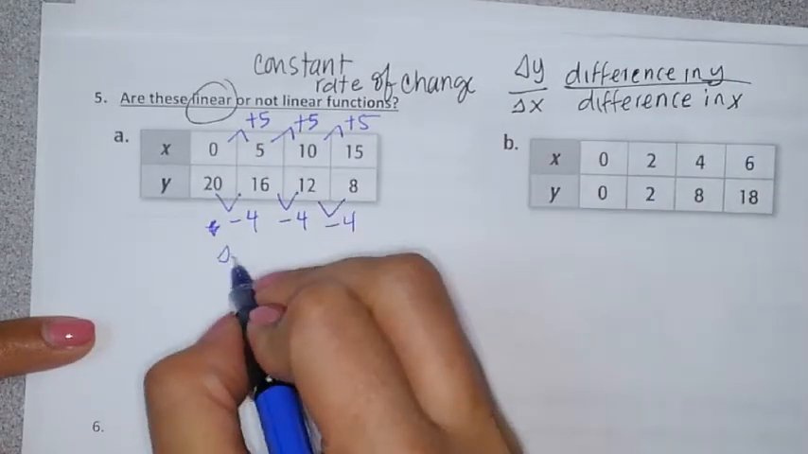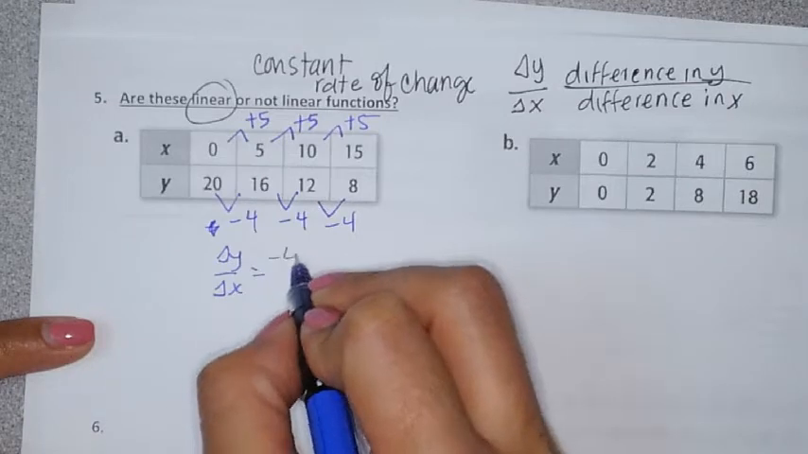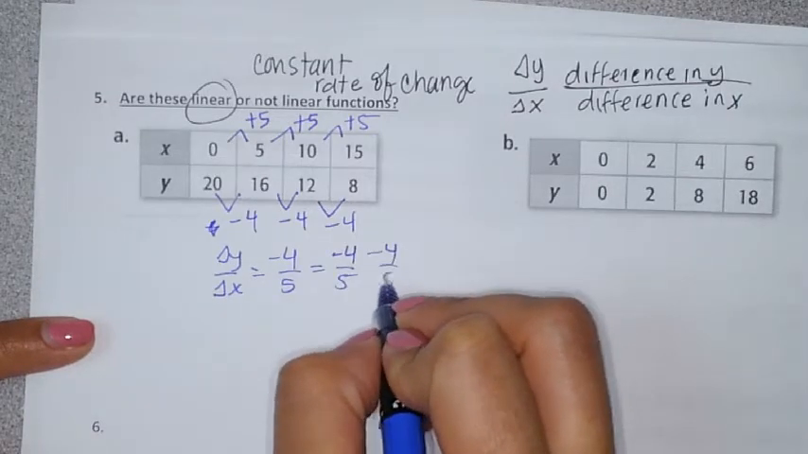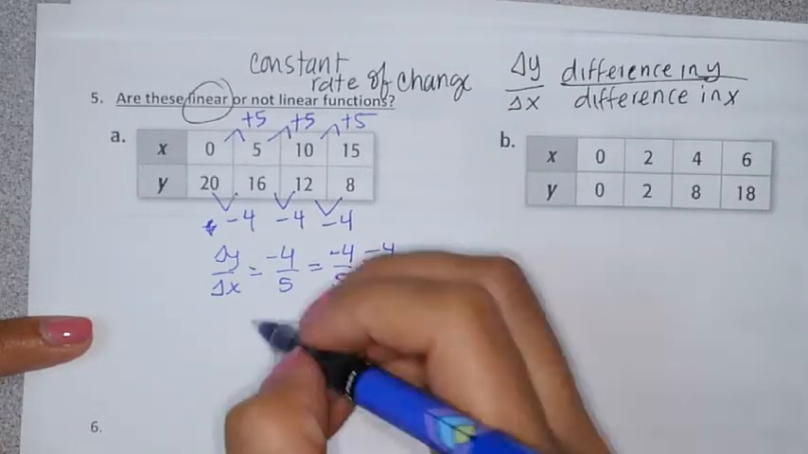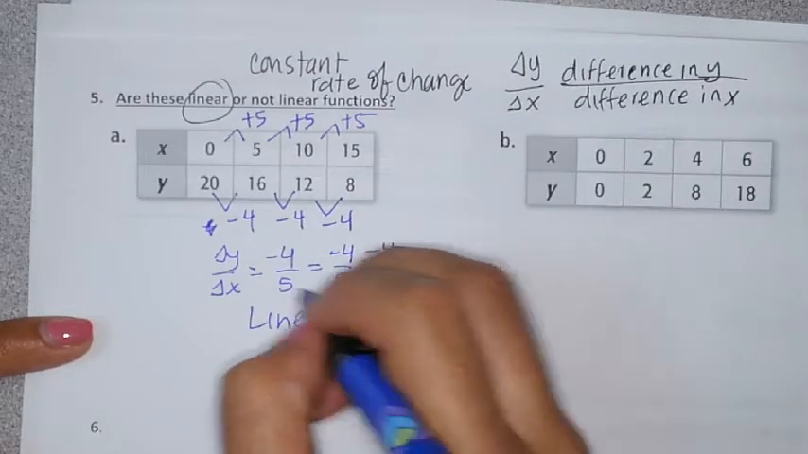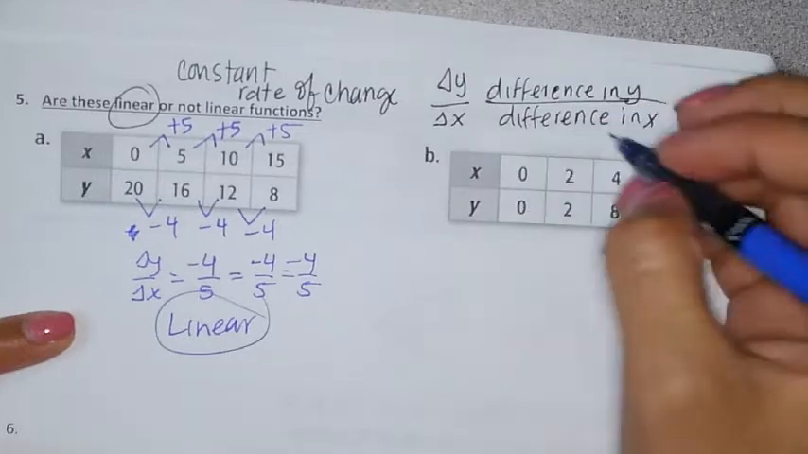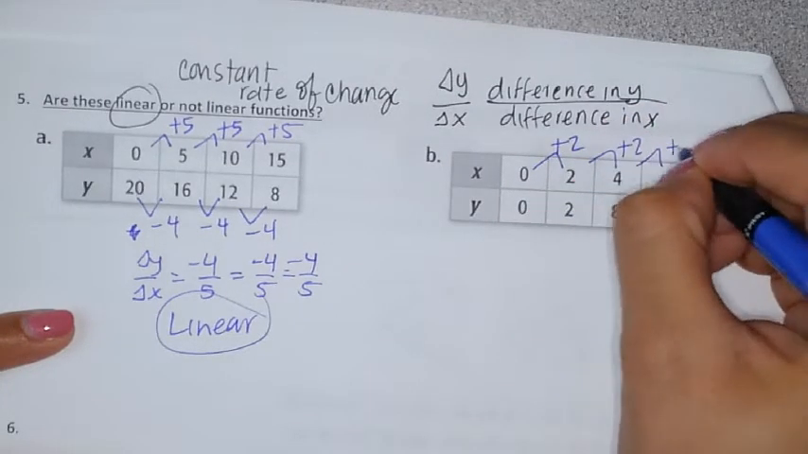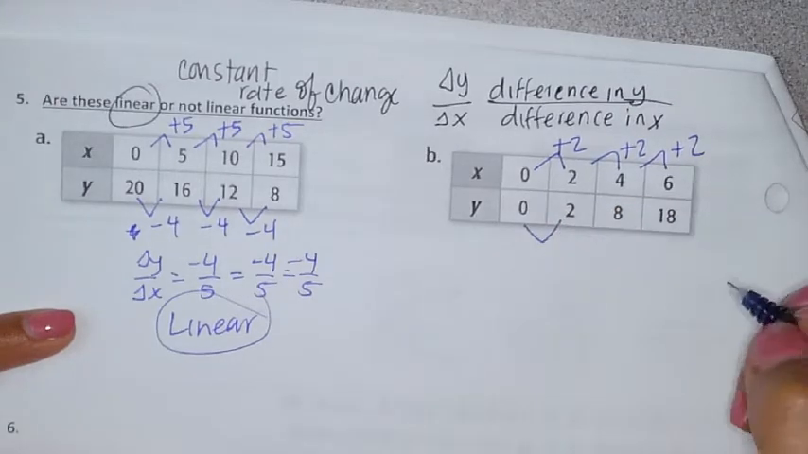When I do my change in y over my change in x, all of them are going to be negative 4 over 5, negative 4 over 5. Already simplified. So this is linear. All the same rate. I'm going to do the same thing over here. It's plus 2, plus 2, plus 2.